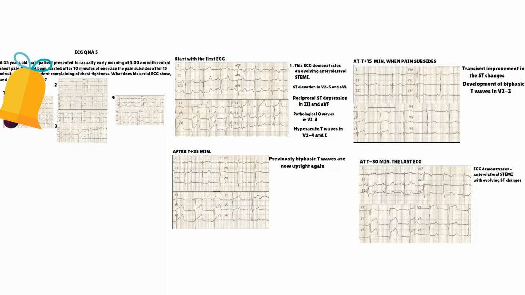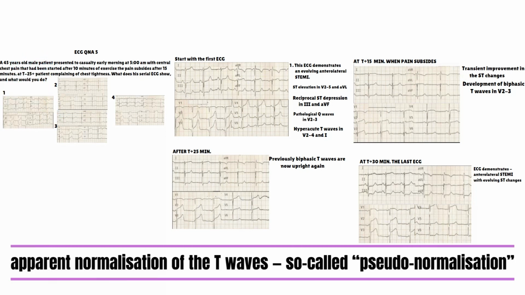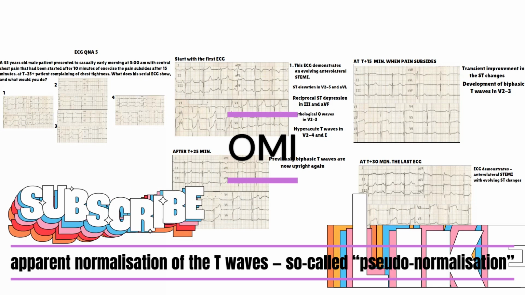And the last important point is pseudonormalisation. Pseudonormalisation of a T wave may be the first sign of occlusion myocardial infarction, meaning OMI, in a patient with Wellens syndrome.